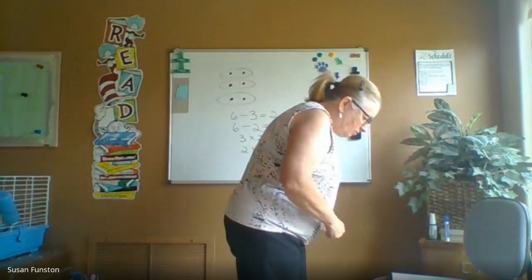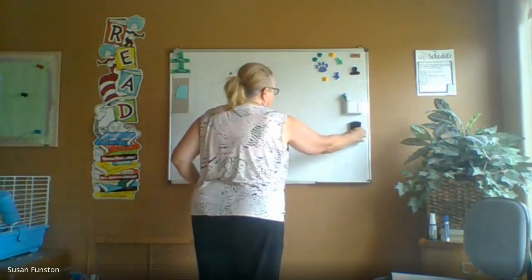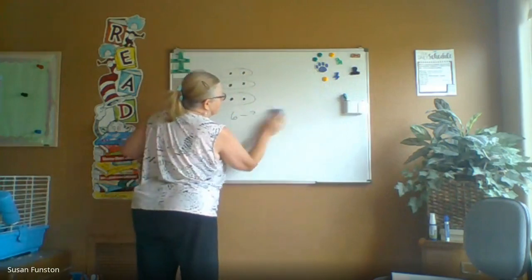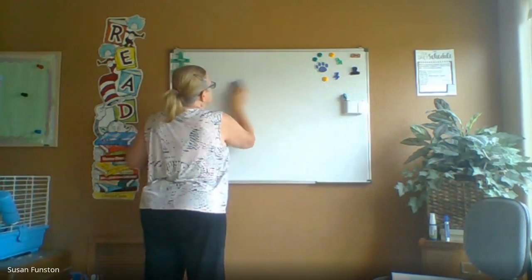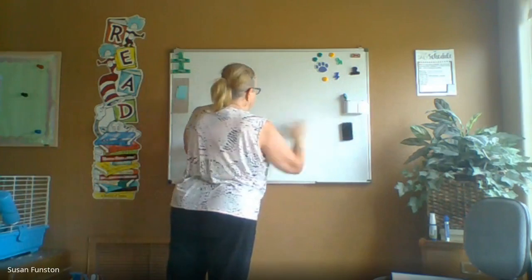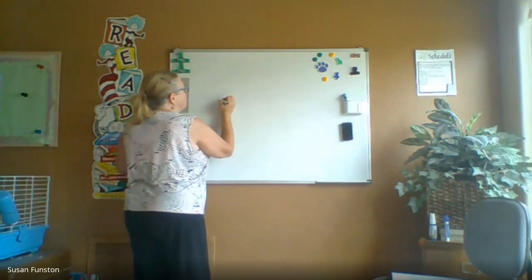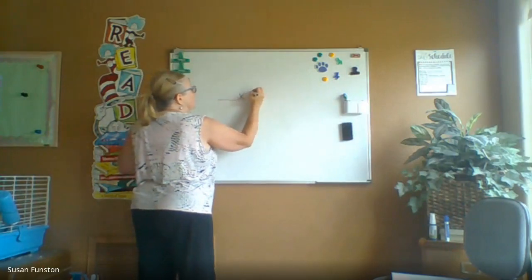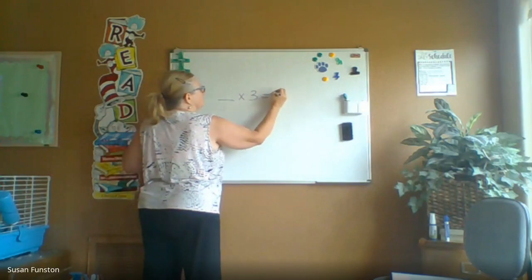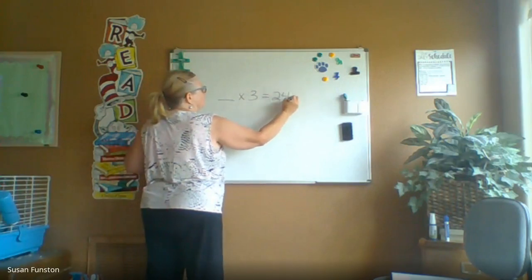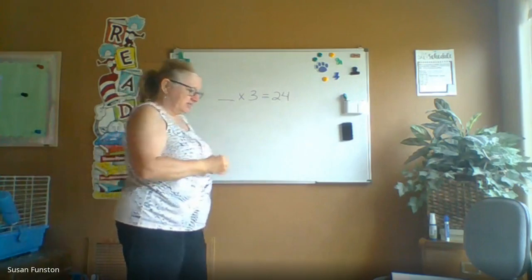Okay, let's look at another problem. What if I have blank times 3 equals 24? So I don't know, some number times 3 equals 24. How could I figure this out?